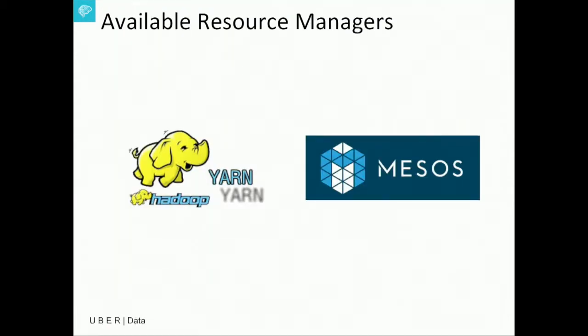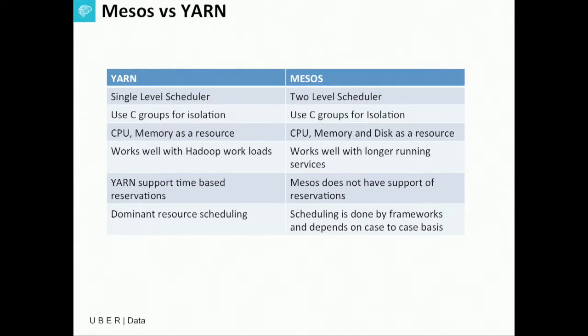Right now, there are two available resource managers. One is Yarn, another one is Mesos. Being a Yarn committer, I love Yarn. So let's talk about what both are good at. It's not the whole list. It's a couple of the things which I thought are important for us.